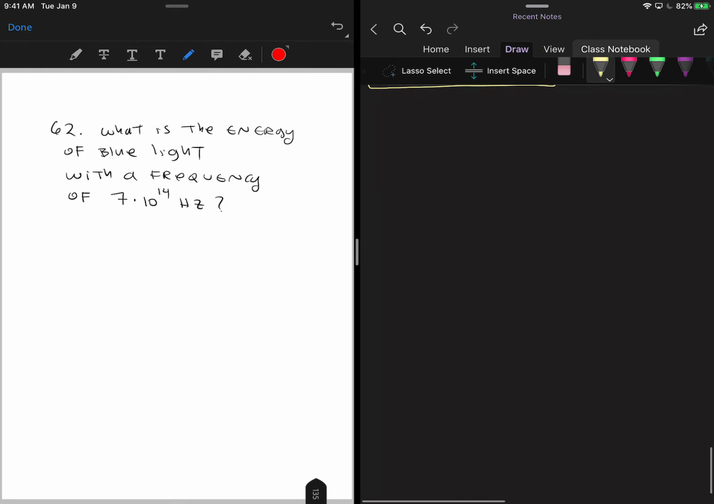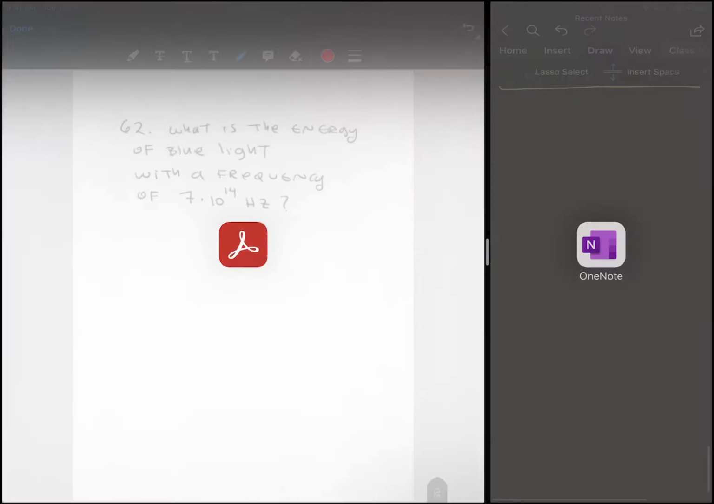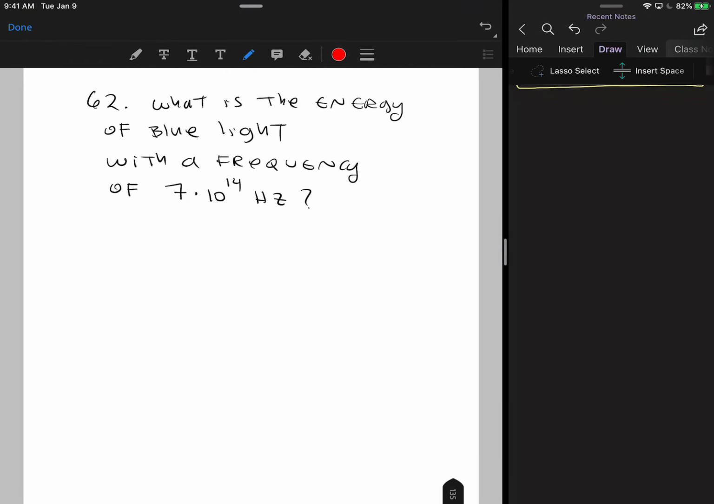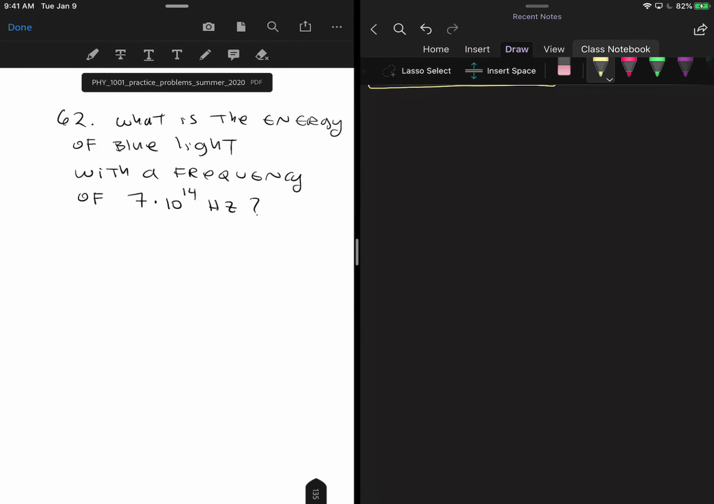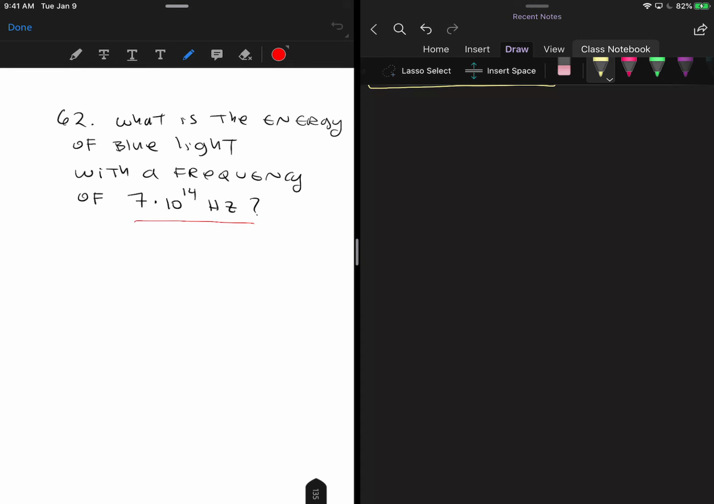The next word problem says, what is the energy of blue light that has a frequency of 7 times 10 to the 14 hertz? So go ahead and pause, try to get your answer, and then double check. So let's write down what we're given. We're only given one number, and that's 7 times 10 to the 14 Hz. So we're given a frequency, and we're trying to find the energy.